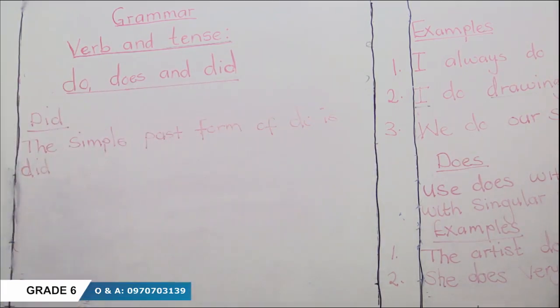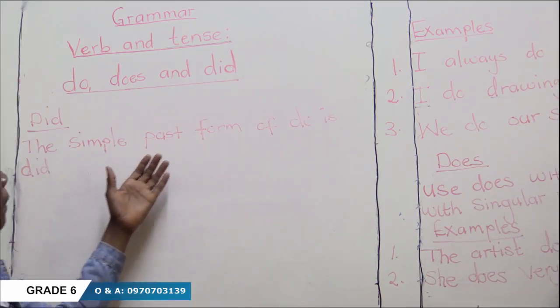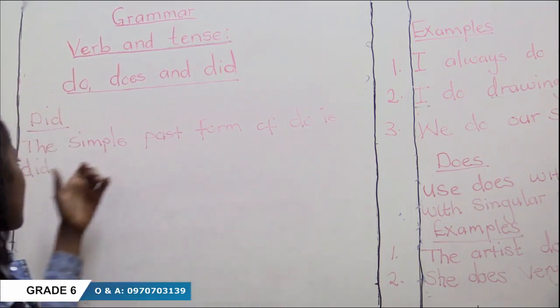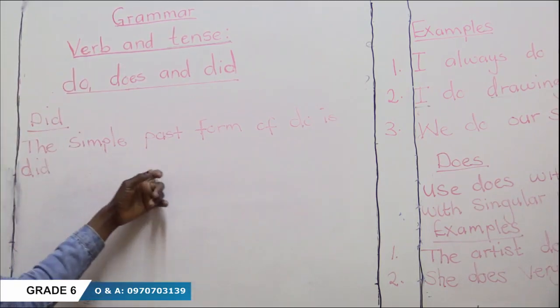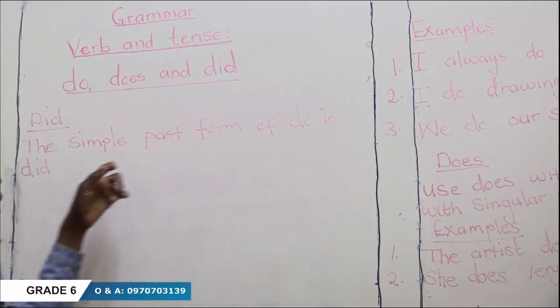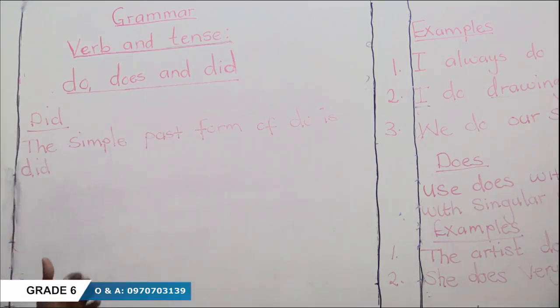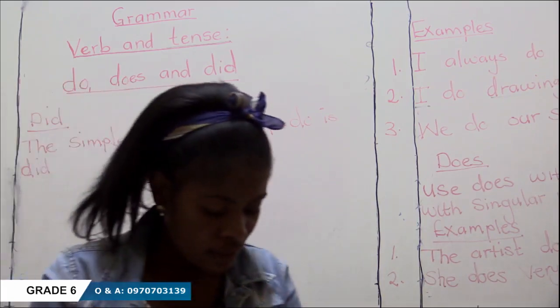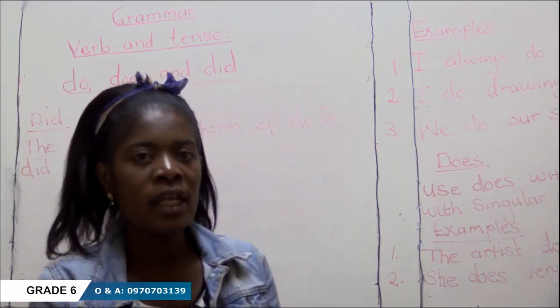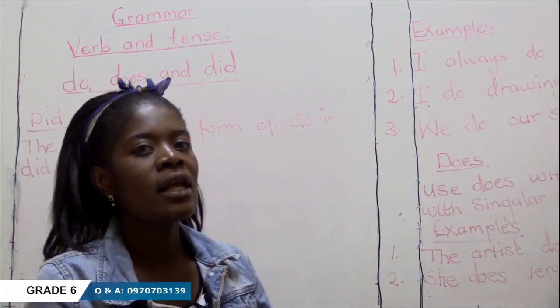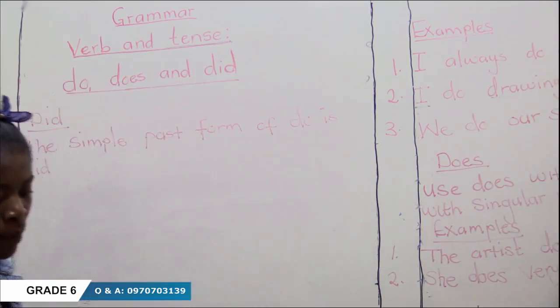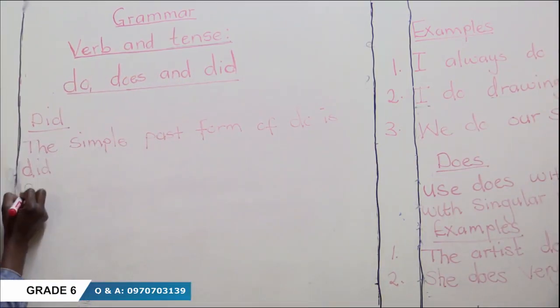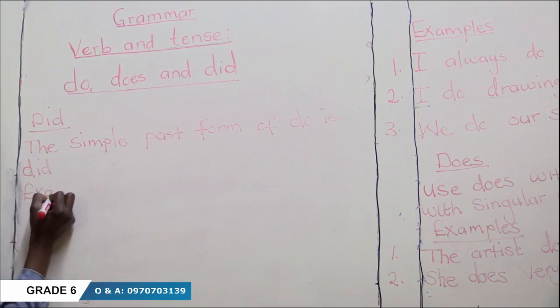How do we use the verb did? Since we have said the simple past form of do is did, did is a past tense of the verb do. How do we use did? I've said did means this thing happened in the past. For example, I did. Let me give you examples of who did.